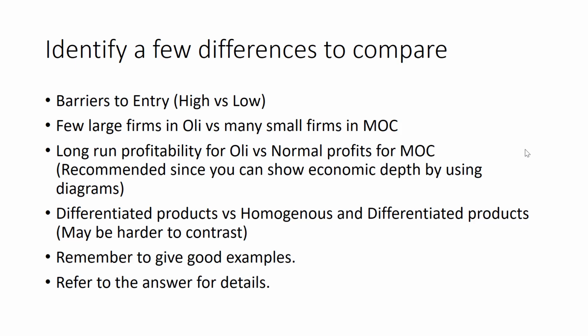So you can use your typical firm diagram. The fourth bullet point, I don't think is a wise choice because it's harder to contrast. Yes, monopolistic competitive firms only sell differentiated products, but oligopolistic firms can sell homogeneous and differentiated products. So the key difference is not clearly brought out by bullet point 4. You only need about 3 points, so my recommendation is the first 3 points of difference. And remember, give good examples of oligopoly firms and monopolistic competitive firms. You can refer to the answer for details. So that's for part A.